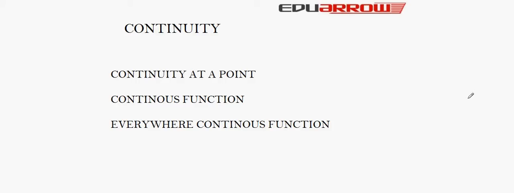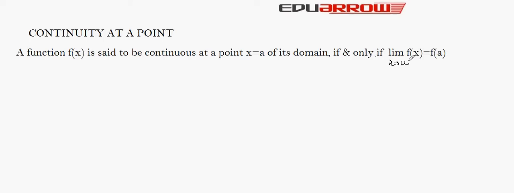In this tutorial, we will discuss continuity, that is continuity at a point, what is a continuous function, and an everywhere continuous function. First, we begin with continuity at a point. A function f(x) is said to be continuous at a point x = a of its domain if and only if limit x tends to a f(x) is equal to f(a).